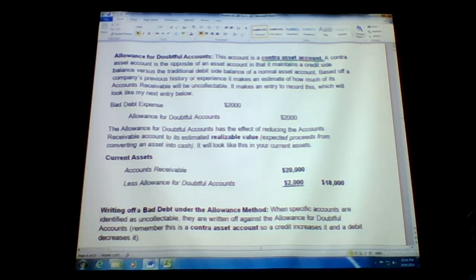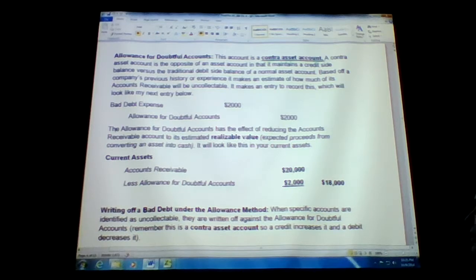Bad debt expense, $2,000. Allowance for doubtful accounts, $2,000. They are debited and credited accordingly. As we talked about, expenses are increased by debit entries, and a contra asset account is increased by making a credit entry. The allowance for doubtful accounts has the effect of reducing the accounts receivable account to its estimated realizable value. That is the expected proceeds from converting an asset into cash.